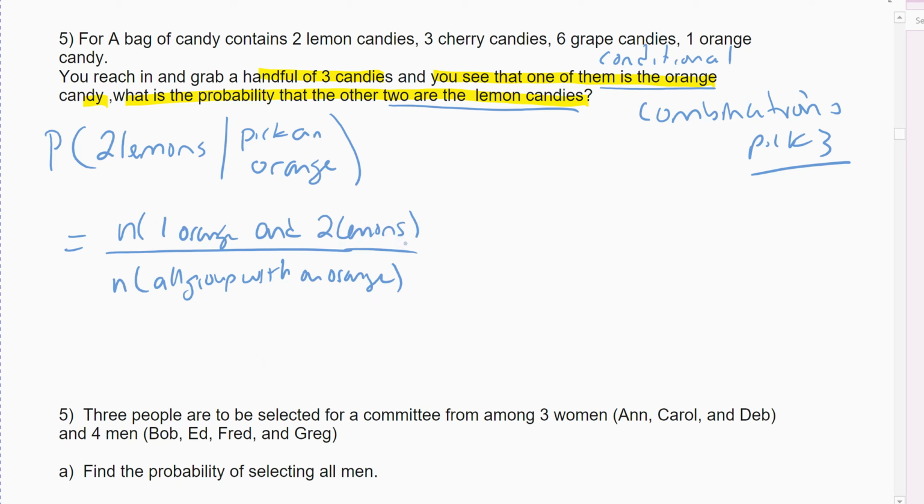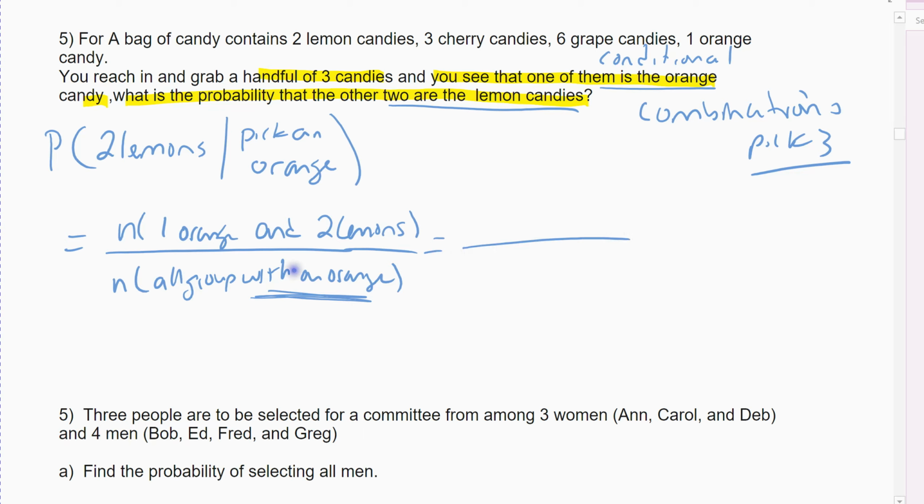So that's the condition. The difference is it's not all groups in my universal set. It's a condition. I've narrowed it down to only the groups from the universal set that contain the orange candy. And so that's the condition. We're in a condition that we have an orange. And then I fill it out as I did before.